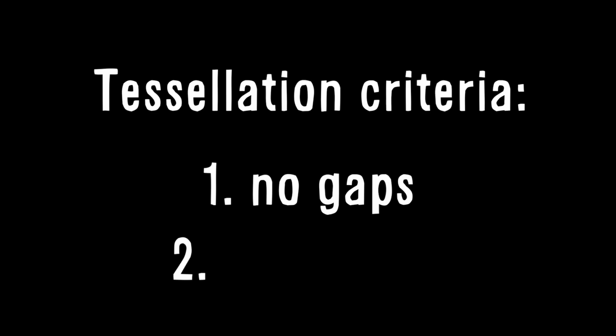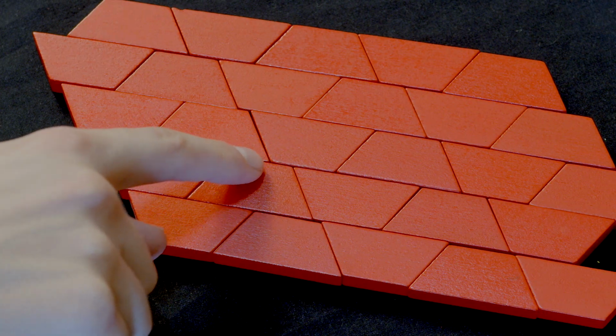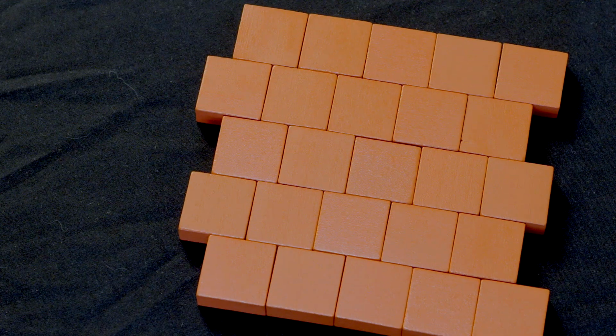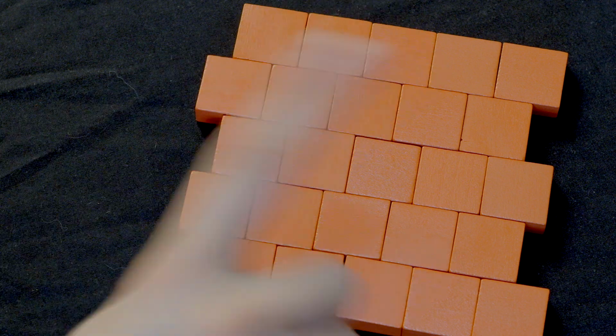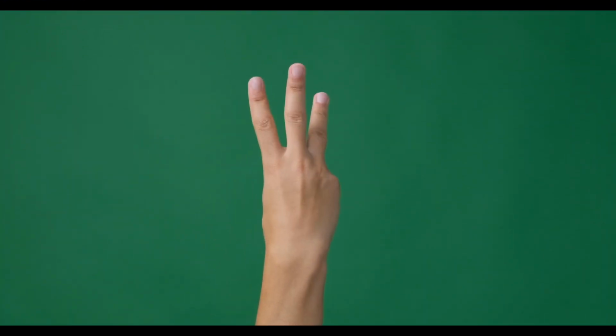Second, that the shapes do not overlap in any way. In this example, this is not a tessellation because there is overlap in the shapes. See how the corner of one shape is touching the edge of the other? In tessellations, all corners have to meet. There are three main categories of tessellations.